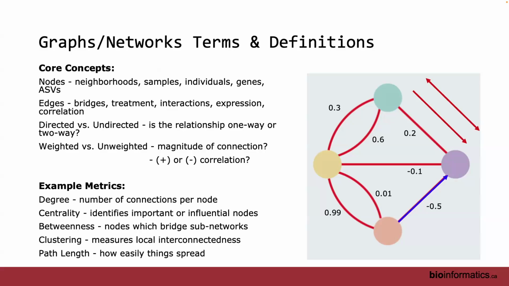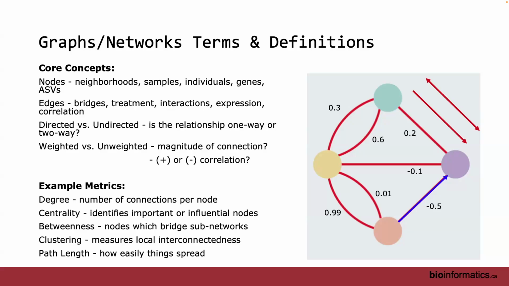Okay, so some core concepts and definitions for networks. I told you about the nodes. Those nodes can be multiple different things with respect to the data that we look at. Networks are used for all kinds of different analysis. You can talk about them with respect to neighborhoods like we did in Königsberg. They can be samples that you're analyzing. They can be individuals within a cohort. They can be individual genes. And by extension, they can be ASVs, which is what we were looking at today.